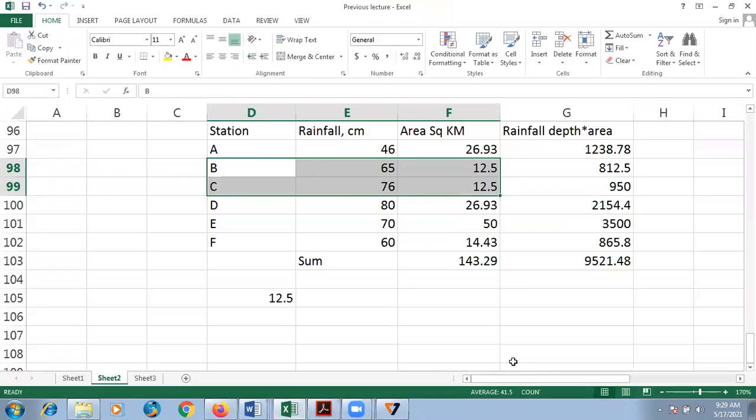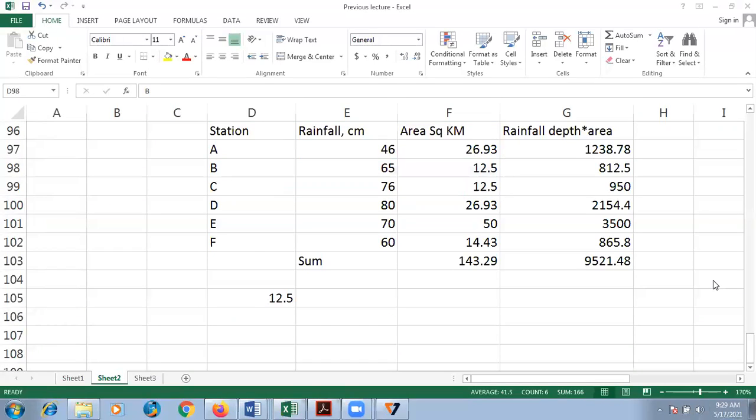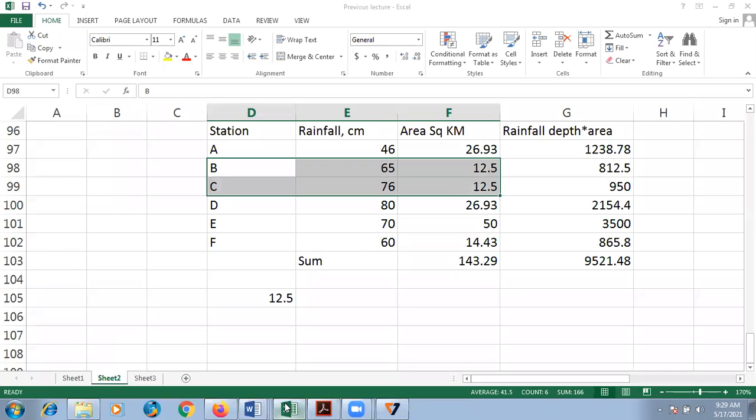Is this point clear to everyone? This is clear? Somebody please respond. Is it clear? Yes, sir. Calculation of the area? Yes, sir. Okay. Then we will move further, go to the next one.